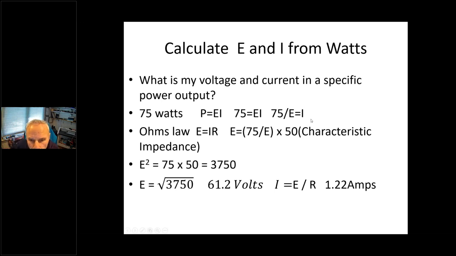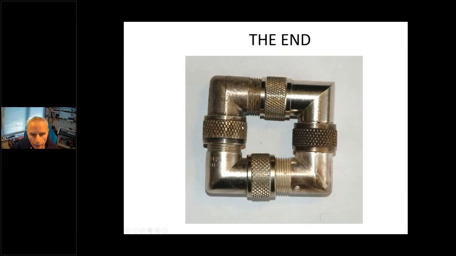So now, because we know that it's 50 ohms, I'm able to plug in the resistance into the Ohm's law formula. And I come up with the fact that at 75 watts, we're coming up to 61.2 volts at 1.2 amps. Again, to give you an idea of what cable will be suitable for what you're doing. A very thin cable, very thick cable, totally dependent upon what you're doing.